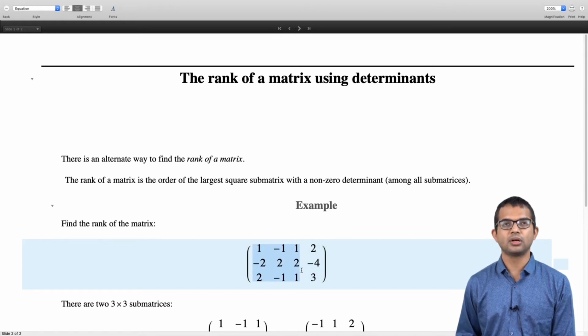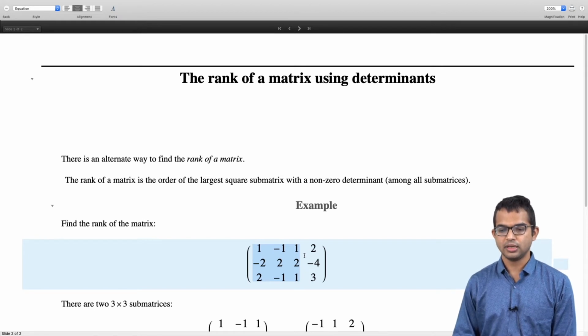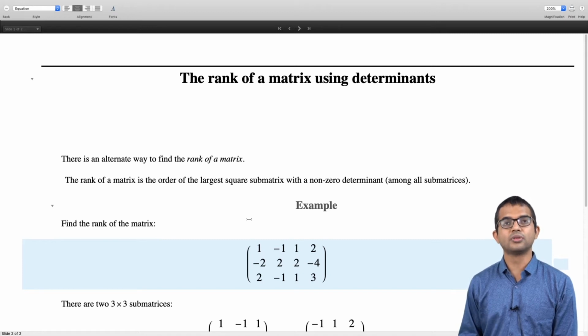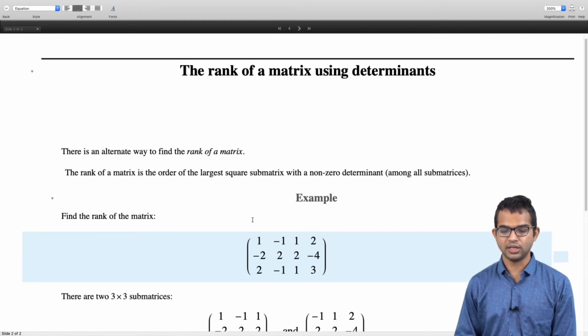There are only two 3 by 3 submatrices. If you're given a 3 by 4 matrix, then the maximum rank it can have is 3, which is the minimum of the two dimensions of a matrix. You can convince yourself of this if you think about it for a moment, and it's also evident from here. The rank of a matrix is the order of the largest square submatrix with a non-zero determinant.